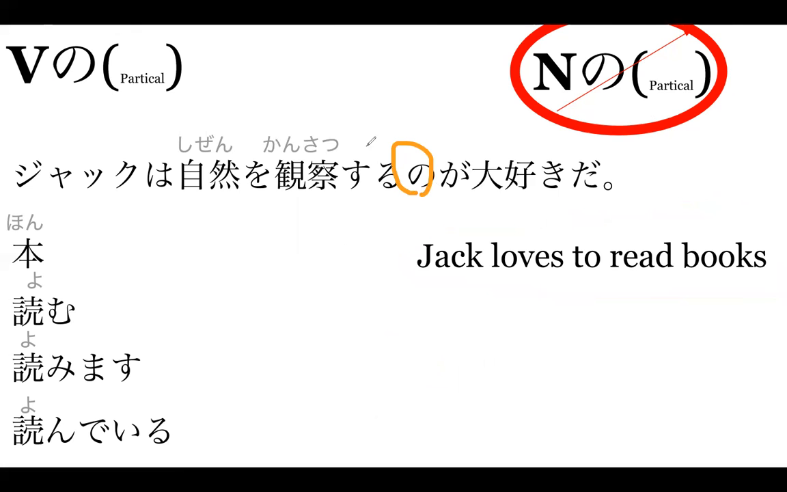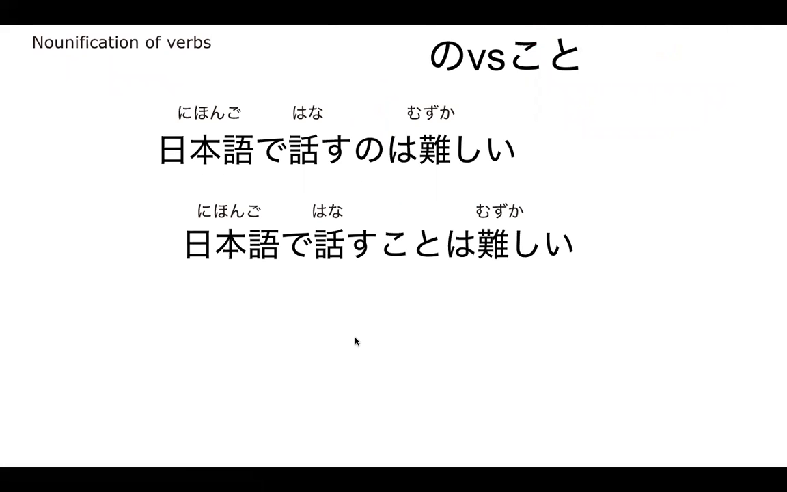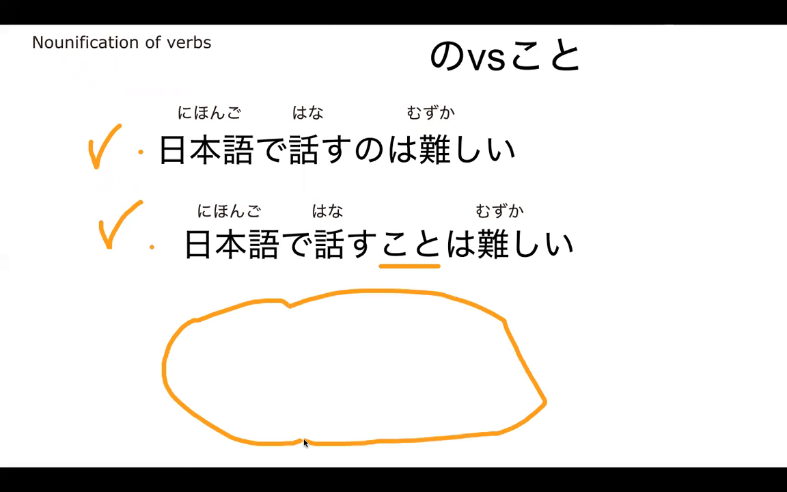So no, if there's a verb right behind it, tends to have the meaning of turn this verb into a noun. Now, I've taught you this because this is something you learned in the past. There's another way verbs can be nounified. You can also add koto. For example, 日本語で話すのは難しい and 日本語で話すことは難しい are both phrases that can be said in Japanese. They both make almost the exact same meaning, but koto tends to be like a more enveloping term, is kind of how I describe it.